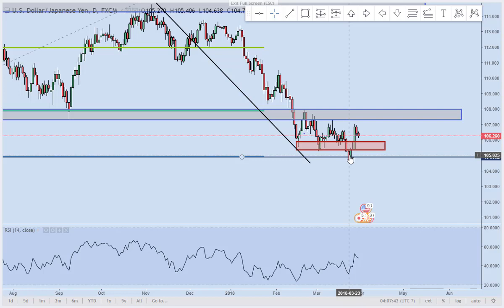So I have extension, check. I have a retracement, check. I saw the overall trend in an uptrend, check. See, slowly but surely, guys, I'm building a case for entry.